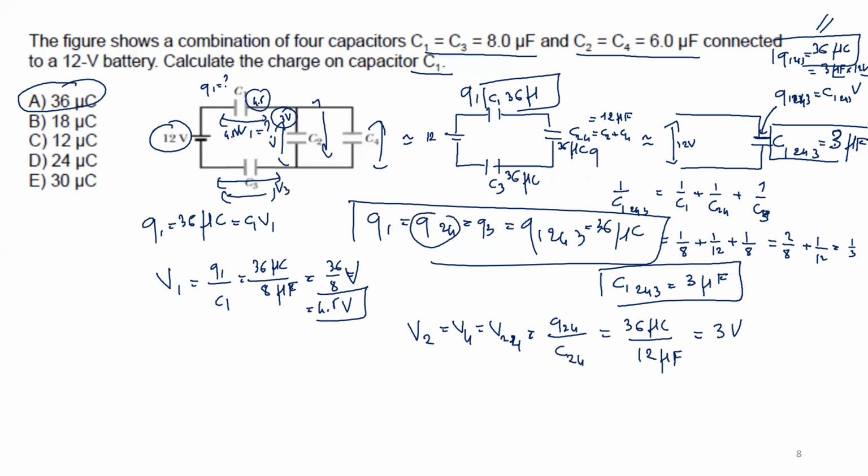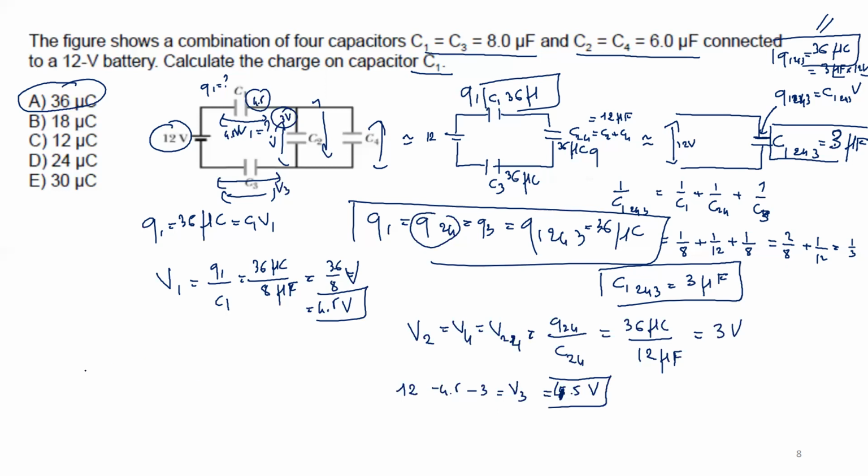So two ways. Of course, I can say that 12 minus 4.5 minus 3 gives you V3. And this gives you 4.5 volt. Okay, V3 is 4.5. What's the other way to get it?